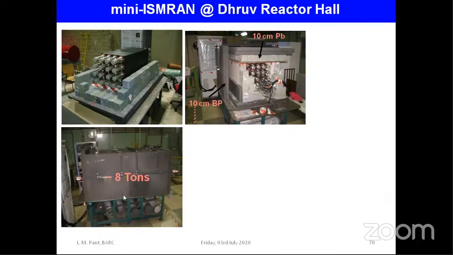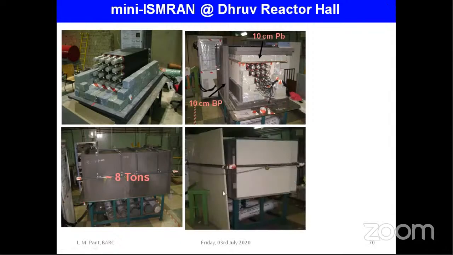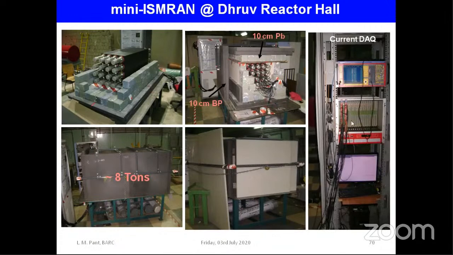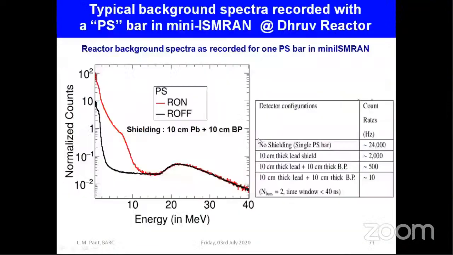But you see the enormous shielding that had to be put in to get rid of the neutrons and gammas from the reactor. And then we had to put in additional high density polythene. And this is the digitizer, as you can see, just 32 cables going from 16 scintillators, and that's all. So this was the development which happened, and these are the type of spectra that we have measured: reactor on and reactor off.